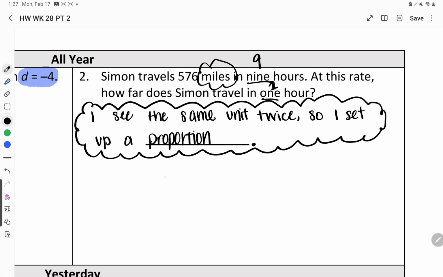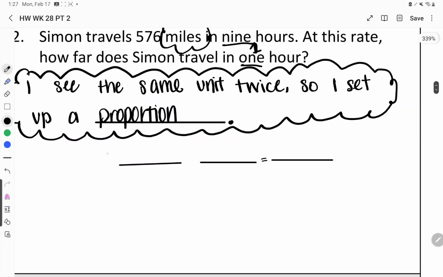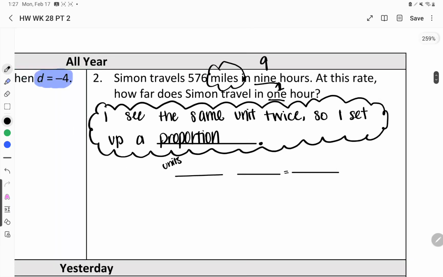That means I'm going to draw my 3 lines. So I have 1, 2, 3. And I put an equal sign in between. And this first line right here goes my units. So what units do you see? I see miles and hours.